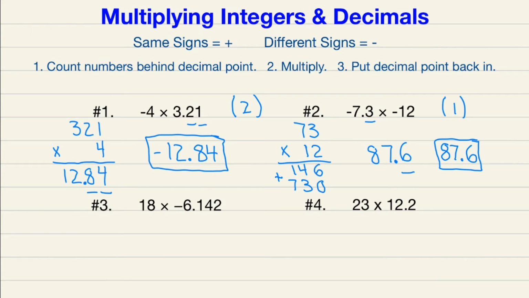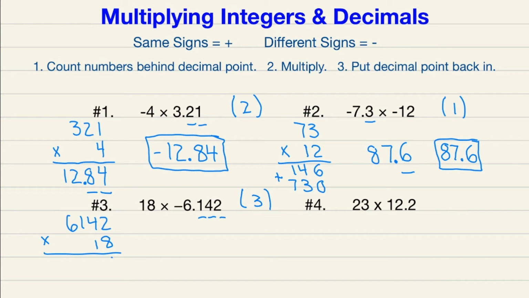If we take a look at number 3, 18 is positive. 6 and 142 thousandths is negative. They have different signs, so I know my final answer has to be negative. We'll count the numbers behind our decimal point now. We have 1, 2, 3. So 3 in parentheses over here. And let's multiply. Write the number with the most digits up top. So we have 6,142 times 18.